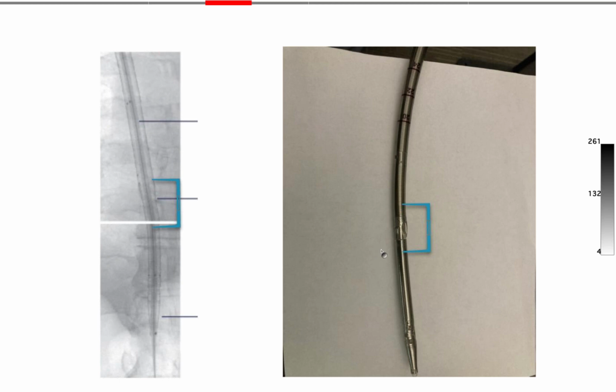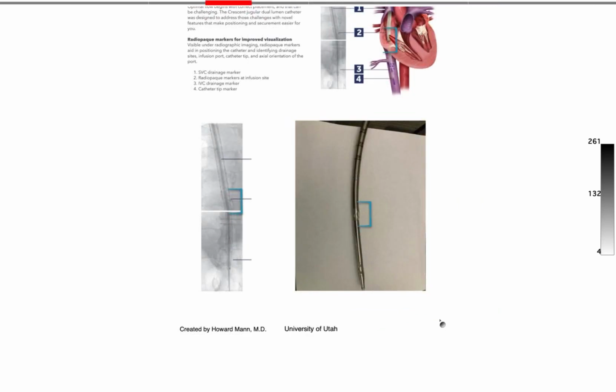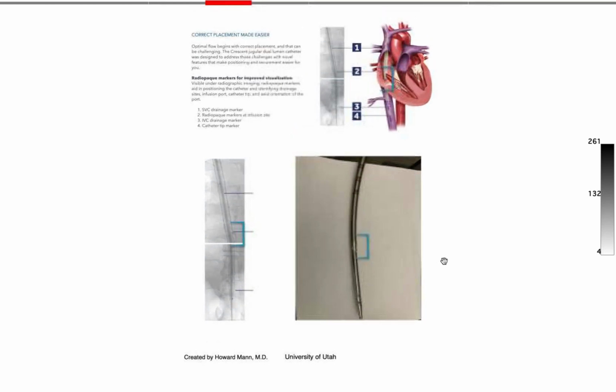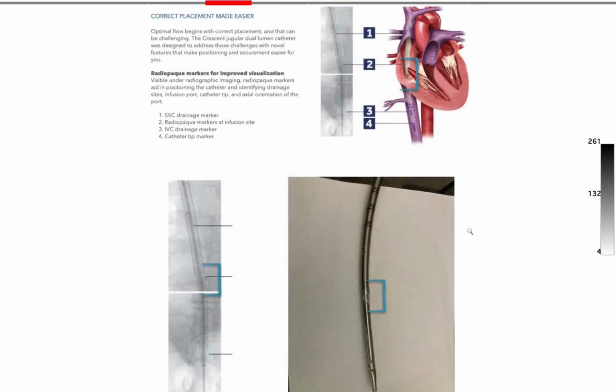And I'm going to make that smaller again. What the manufacturer would like to happen is that they would like the reinfusion port here to face the tricuspid valve.